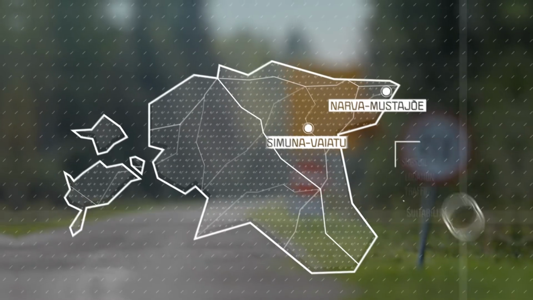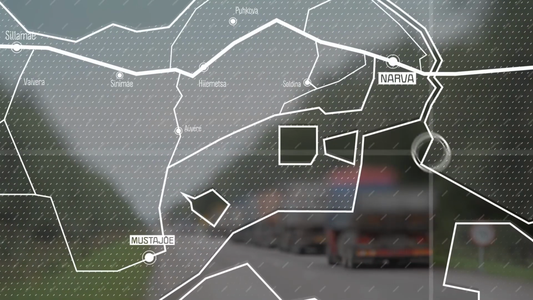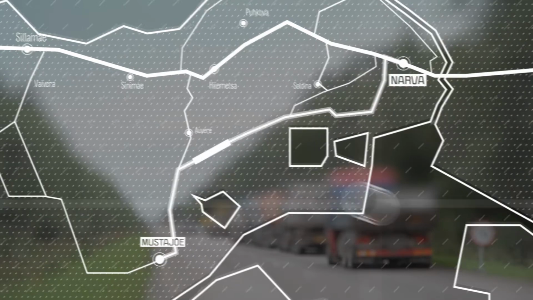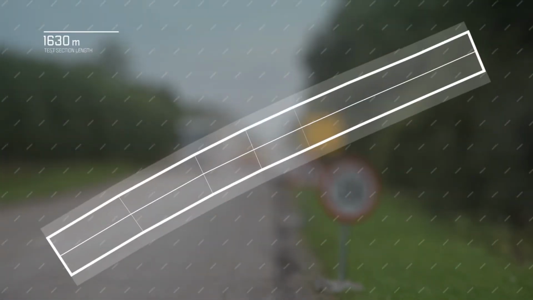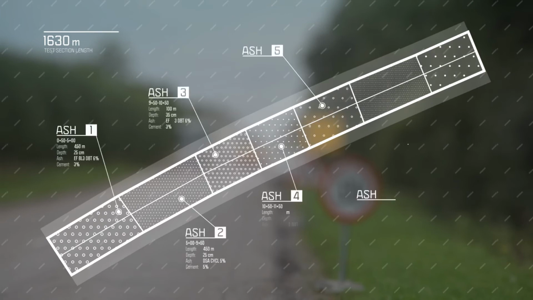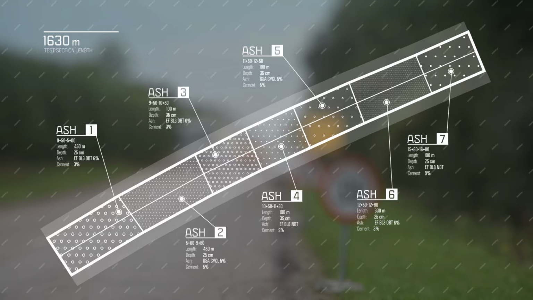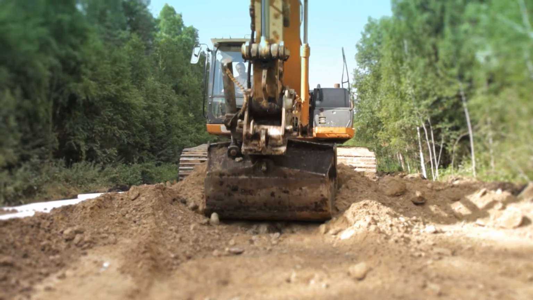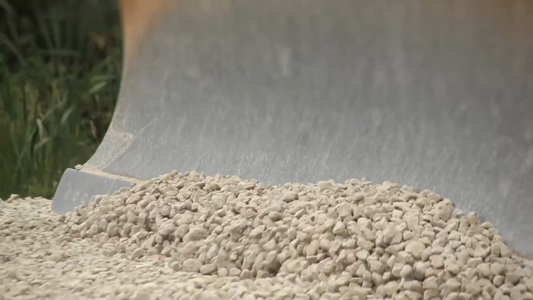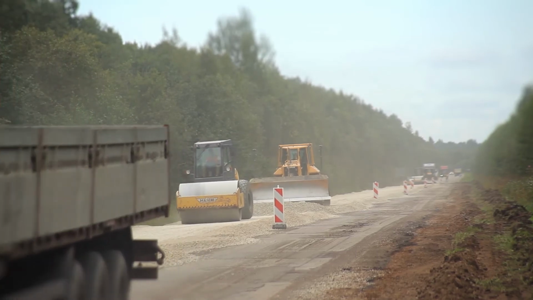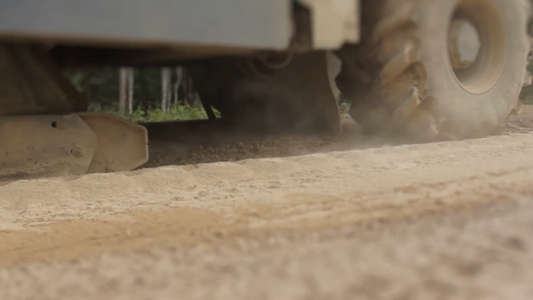In the summer of 2011, within the context of the OSAMAT project, layer stabilization work on the Narva-Mustajoe road section was started. In the first stage of work, the test section was divided into 7 parts. In every part, binding substance mixtures were tested with different ash content. Work to remove the old road surface began. After the removal of the old road surface, a strong base course was built. The base course was covered with binding substances mixed with ash.